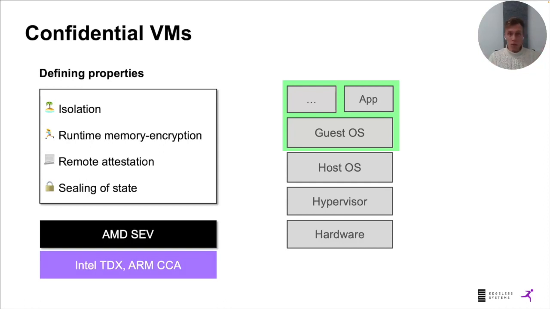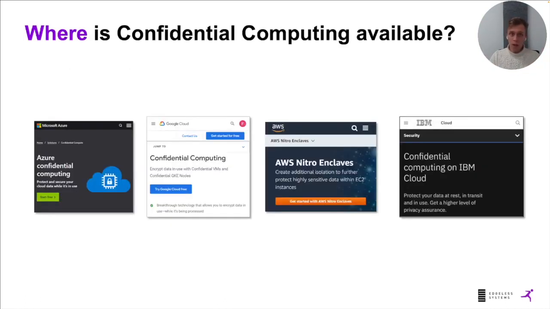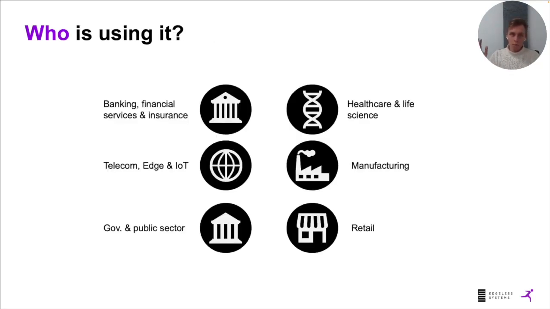So the question is, where is this available? How can I use those confidential VMs? And the answer is pretty much everywhere. Most cloud providers now have some form of confidential computing services and infrastructure available. So you can just use it. You can go there today and use it. The question is, who is using that? And as Mark Russinovich, the Azure CTO, said, the first movers will be the highly regulated and the paranoid.